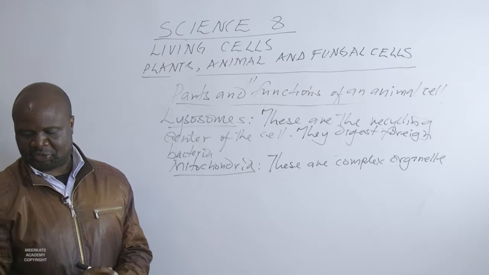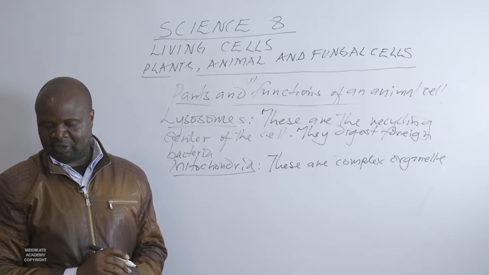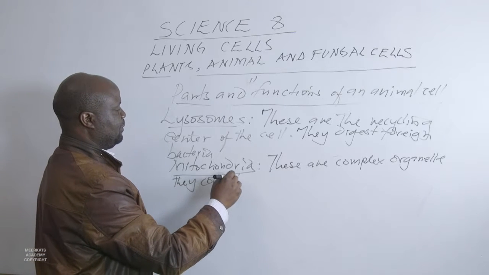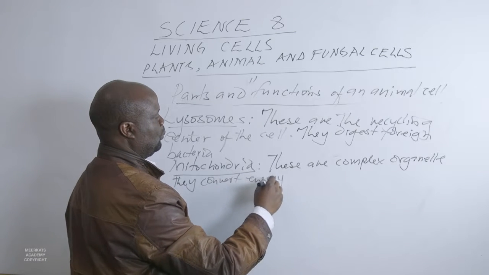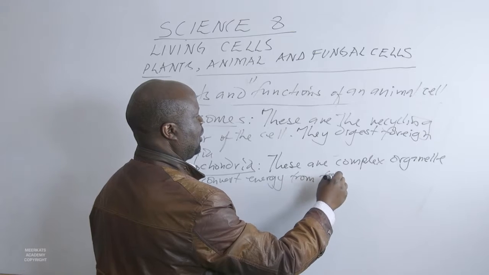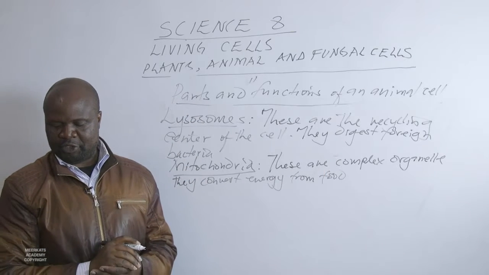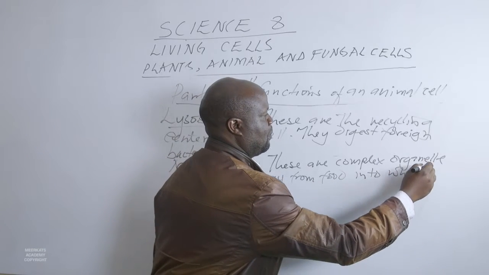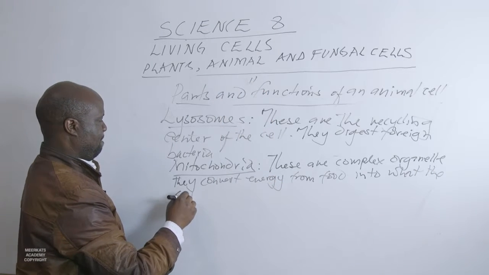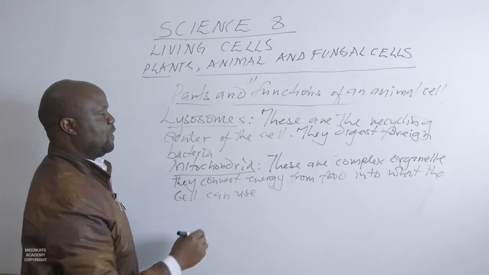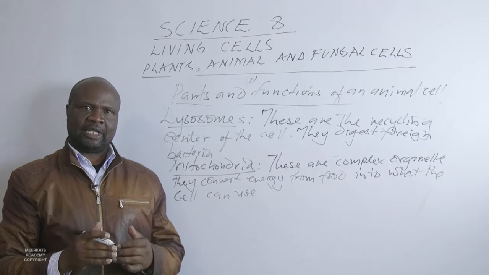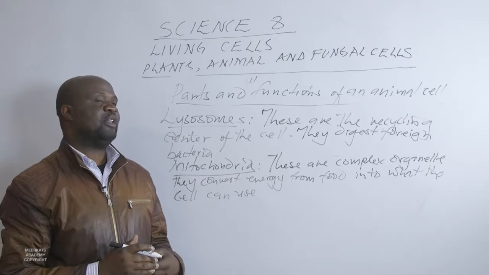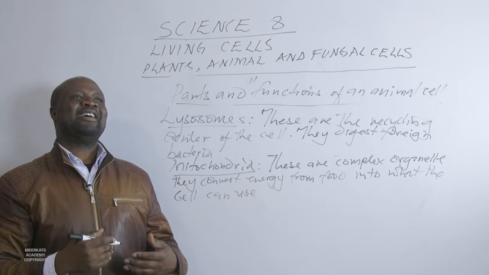These are complex organelles that convert energy from food into what the cell can use, so that it can be in a condition that can be used by the cell. They can make copies of themselves, so the mitochondria can multiply themselves.